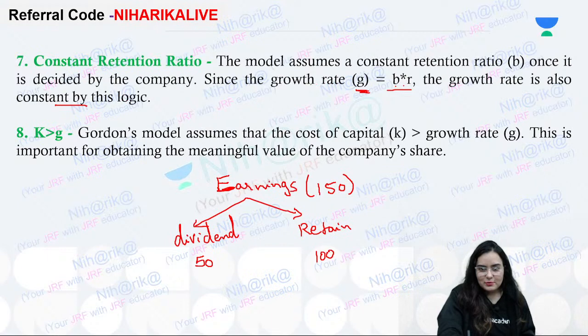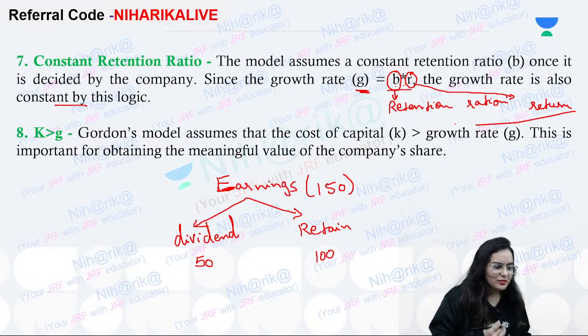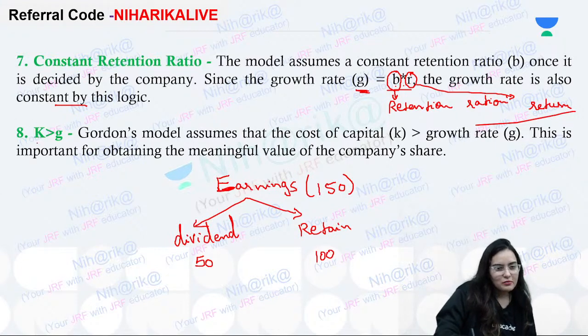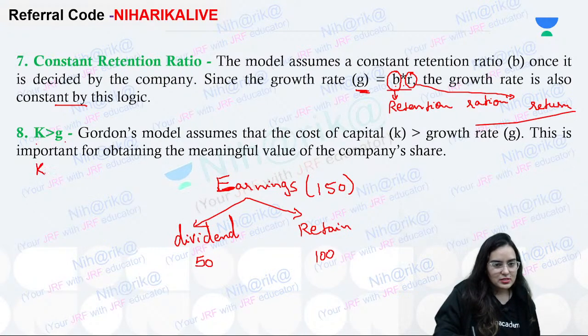Where what is B? B is nothing but our retention ratio, how much we have retained. And what is R? R is whatever is our return. That means whatever profit we are getting will show us our growth. Multiply it, it will show us our growth. Now, every time it is written that KE should be greater than growth. That means KE minus G should be what? Positive.